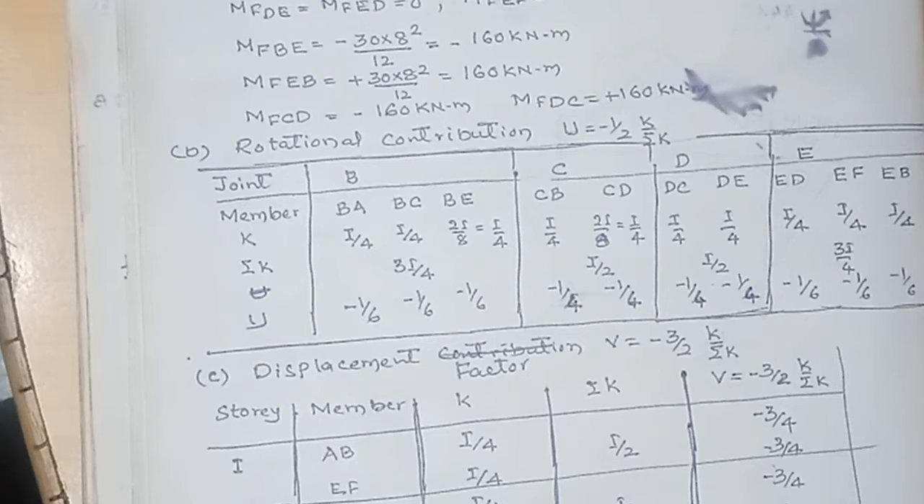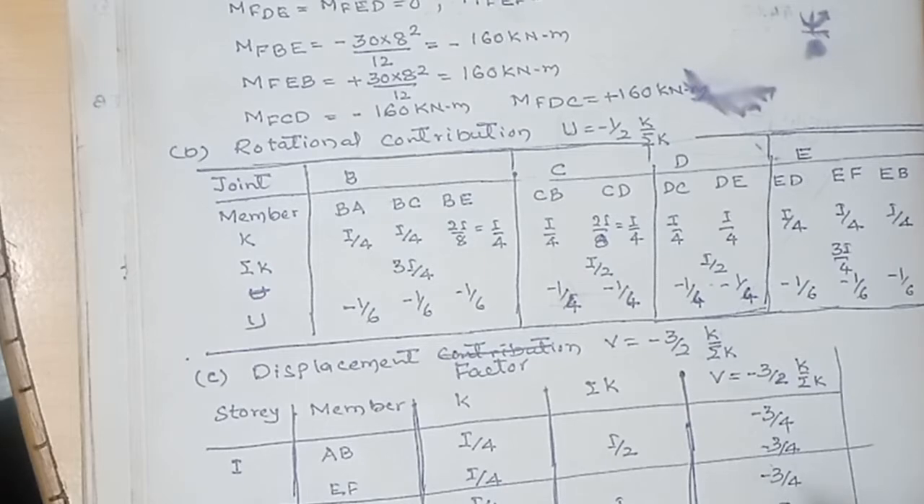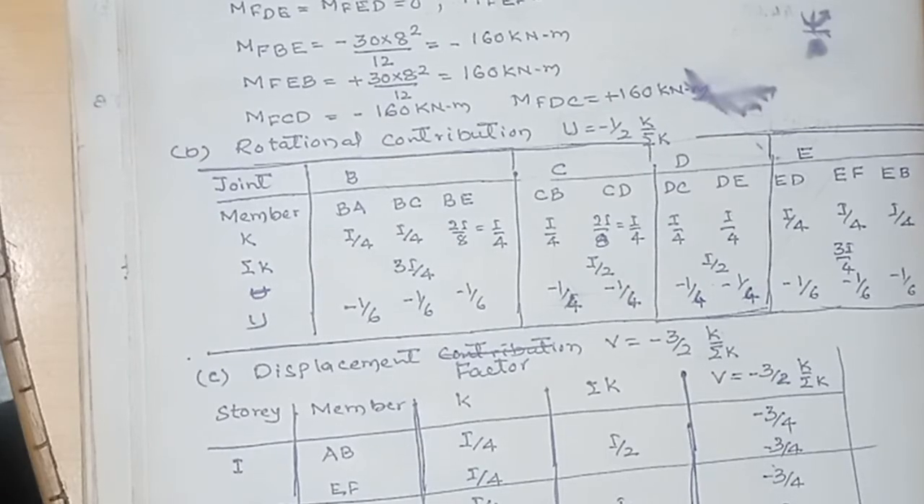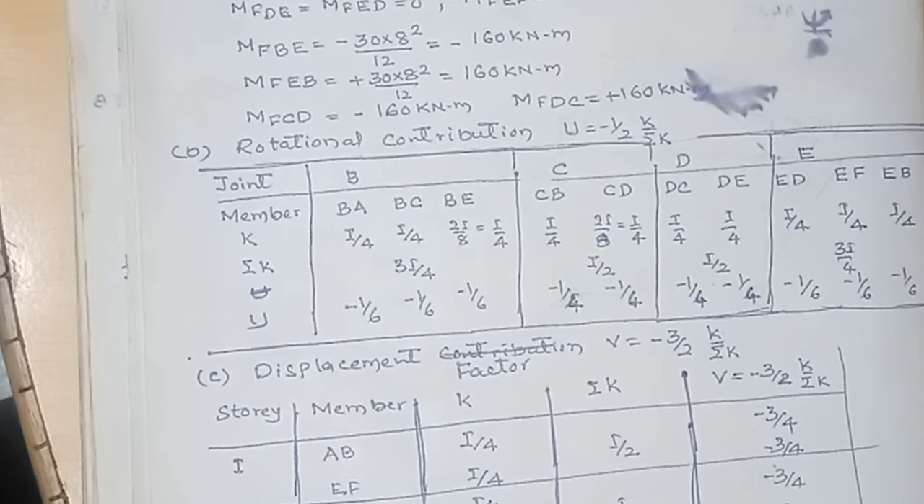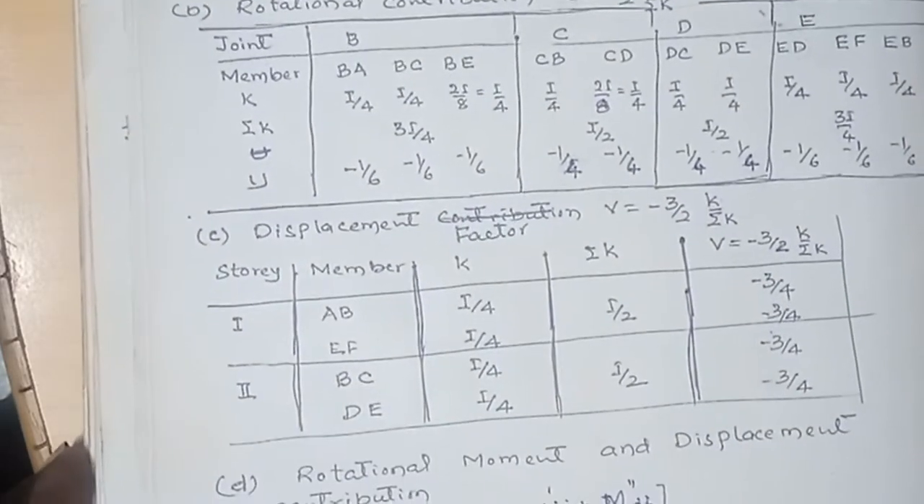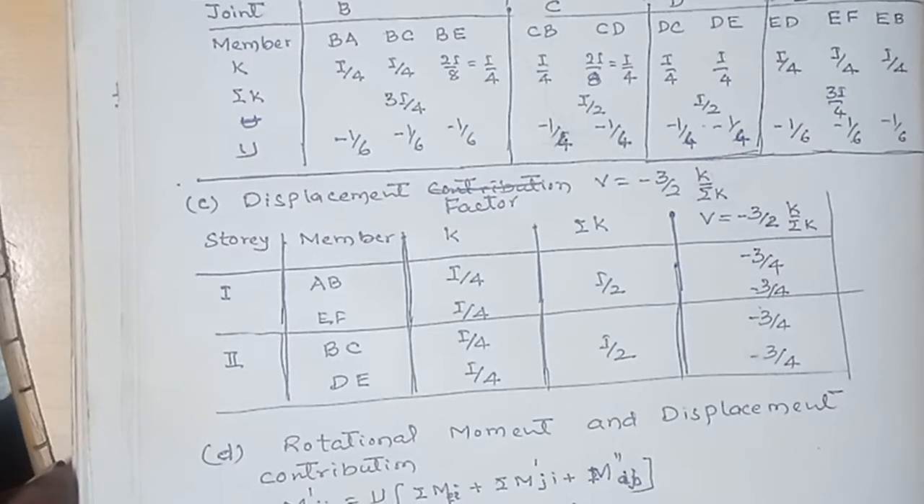For the second story, B to C and D to E, the K value is I by 4 for both. Summation K is I by 2. Then the displacement factor is minus 3 by 4 for each member, that is for BC and DE respectively. The next step is to calculate the rotational moment and displacement contribution for the vertical members.